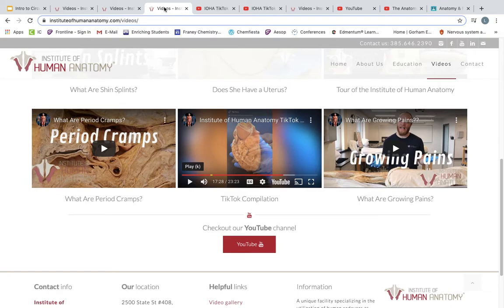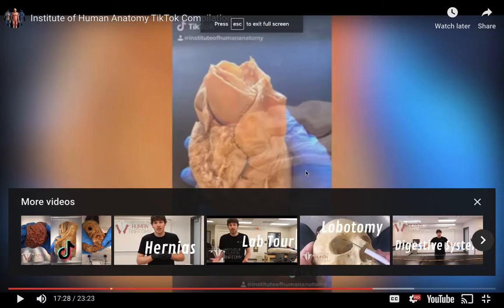This is going to be one about the aorta. So he's going to show you how big it is, and you can actually already see how big it is.